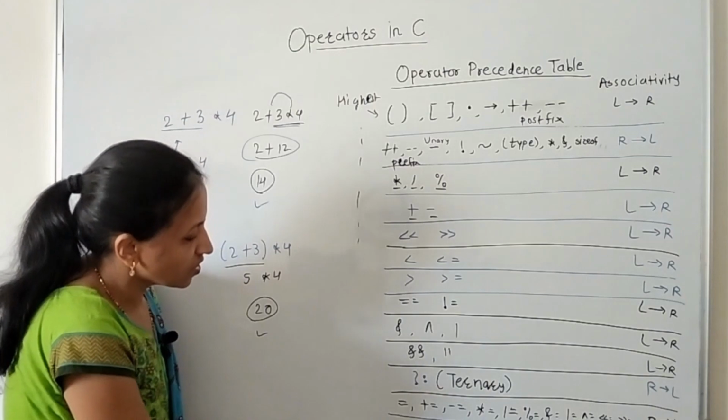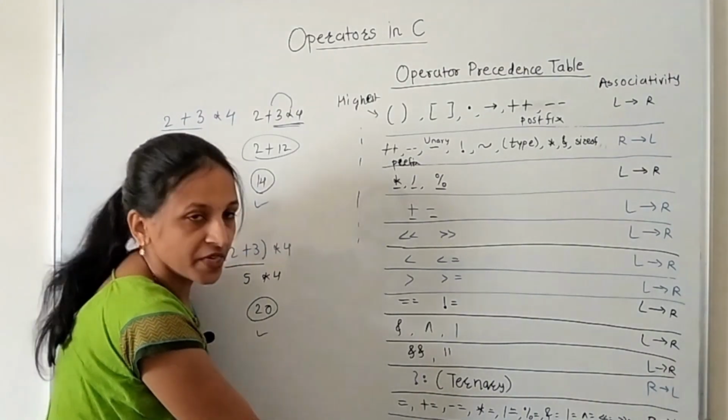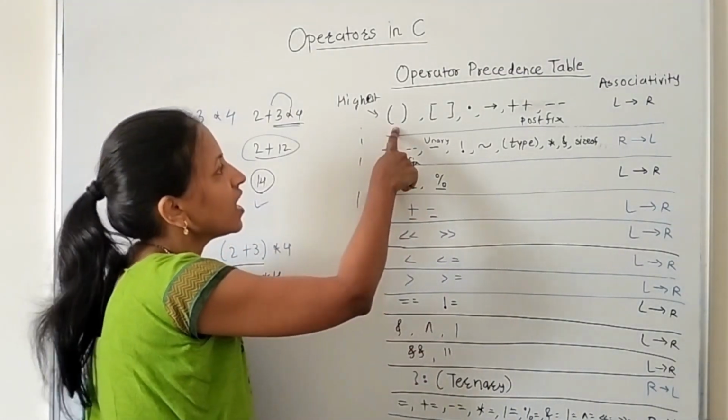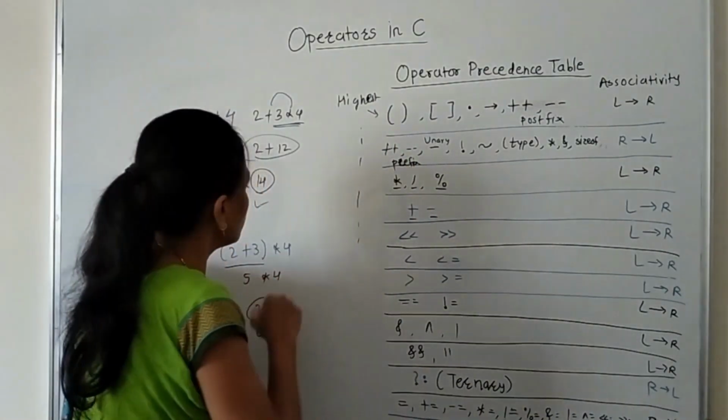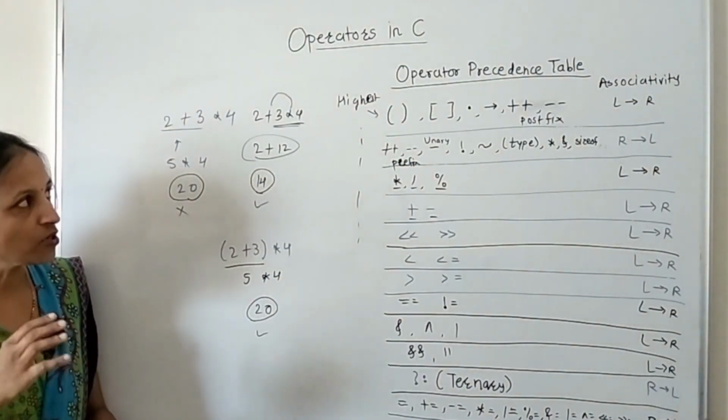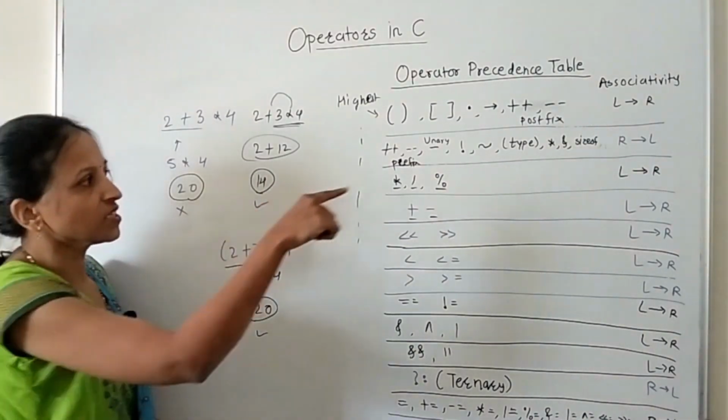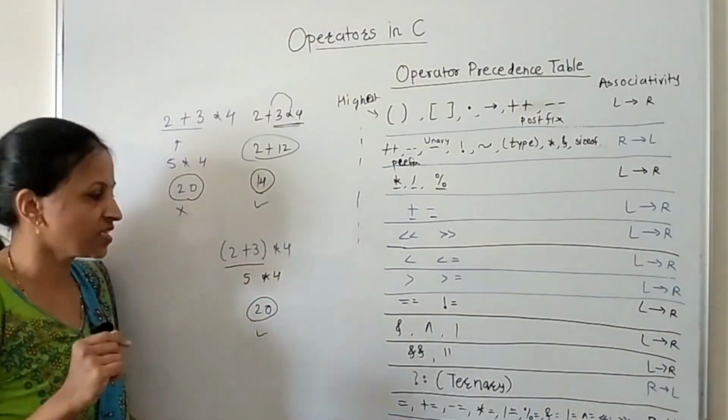Now see, the lowest precedence operator is the comma operator and the highest precedence operator is the parenthesis. Okay, this is all about operator precedence. Now what is associativity? For that we will see one example now.